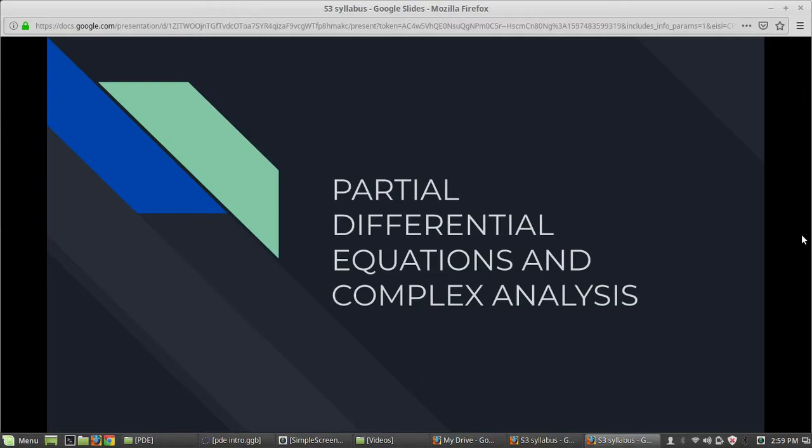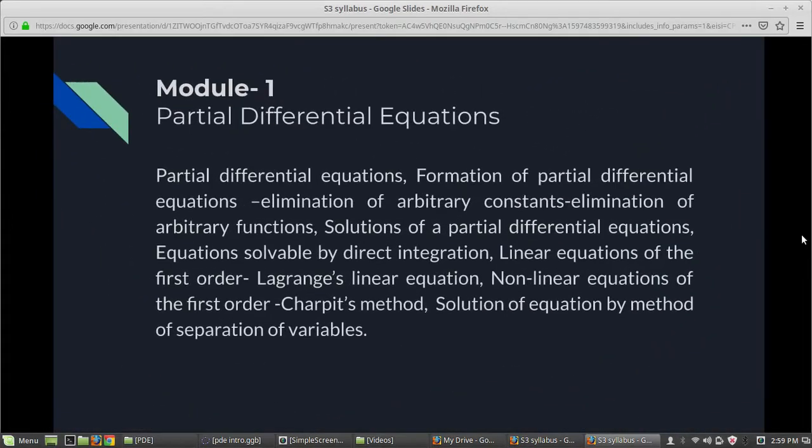This is our syllabus. MAT 201 partial differential equations and complex analysis. Module 1 partial differential equations. Partial differential equations, formation of partial differential equations, elimination of arbitrary constants, elimination of arbitrary functions, solution of partial differential equations, equations solvable by direct integration, linear equations of the first order, Lagrange's linear equation, nonlinear equations of the first order, Charpit's method, solution of equations by method of separation of variables.